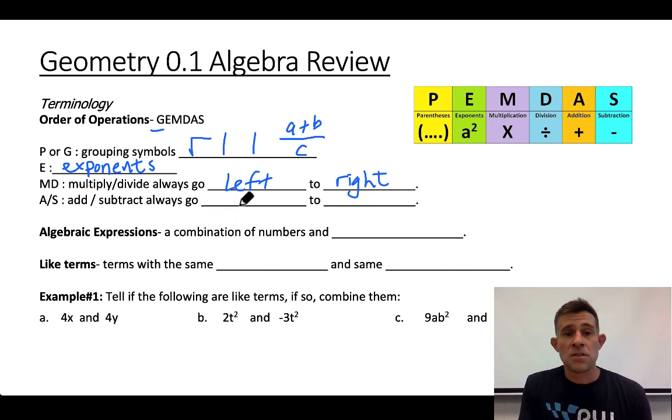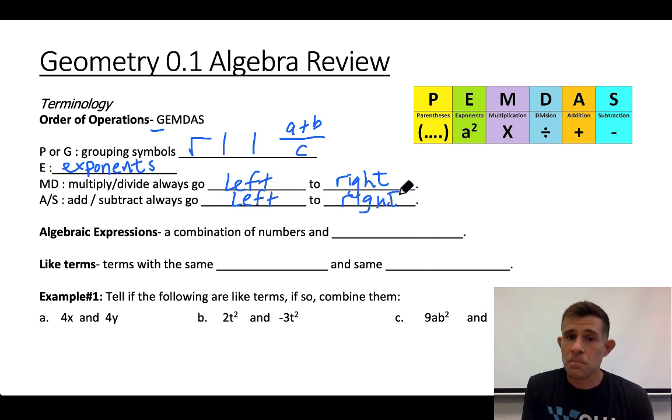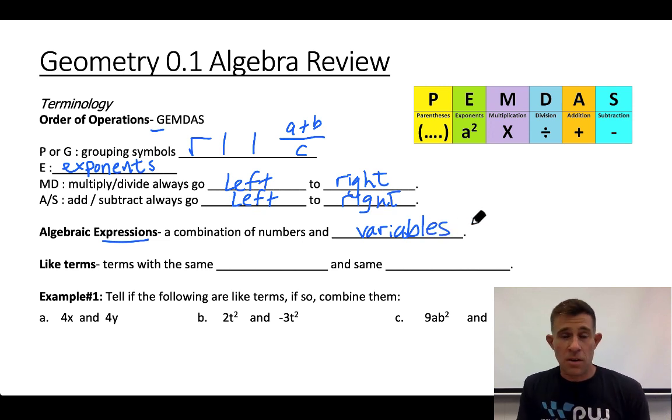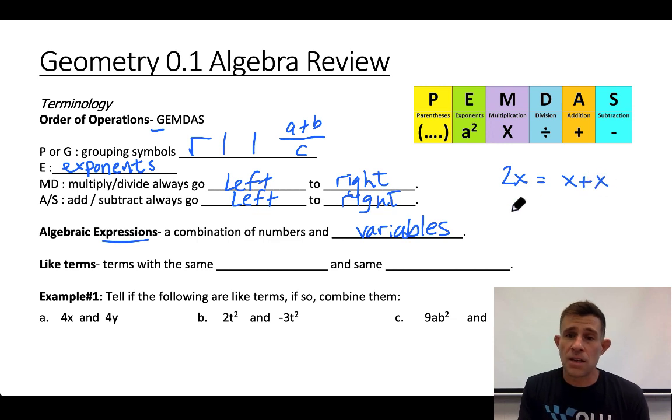And then comes addition and subtraction, and likewise we're always going to simplify those in an order of left to right. Algebraic expressions are simply combinations of numbers and variables. Now, some examples of expressions would be simply like 2x. We have a number 2 that's called the coefficient in front of the variable x, and this really represents that we have two x's being added together.